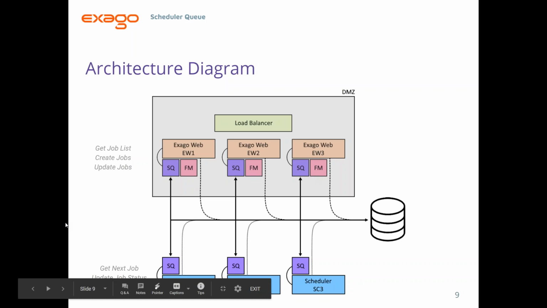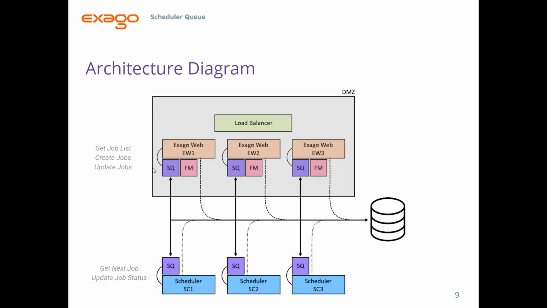Awesome. So looking at that as a diagram, here's how that's going to work. So our DMZ, sort of our web server, is going to be up here. Each Exago web instance is going to be on maybe its own separate server. Maybe you have these spinning up virtually and dynamically, but each one's going to be able to communicate to the scheduler queue DLL. And if you're using folder management, you'll obviously have it able to connect to folder management as well here.